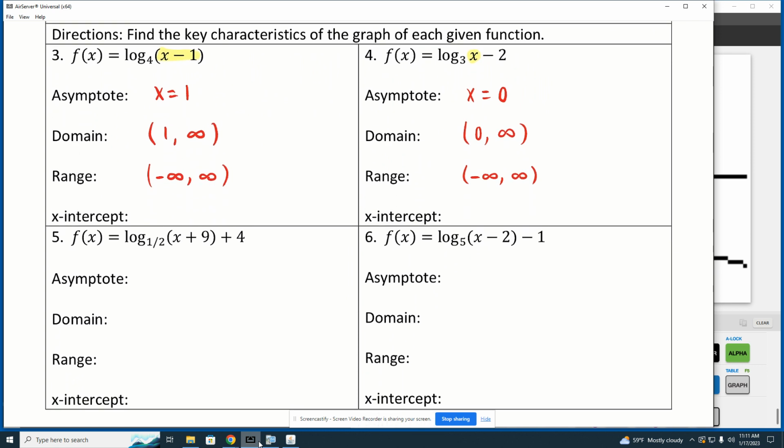Look at number 5. Is there parentheses? So did this shift left or right? Left. So negative 9. So what's my domain? Negative 9 to infinity. You're exactly right. And then range is always unlimited. Look at 6. Does it have parentheses inside? So which way did it shift? Right means positive 2. Domain then is 2 to infinity. Range is always unlimited.